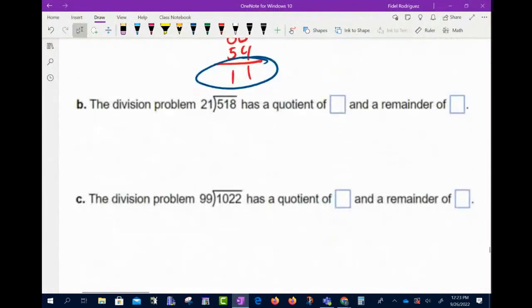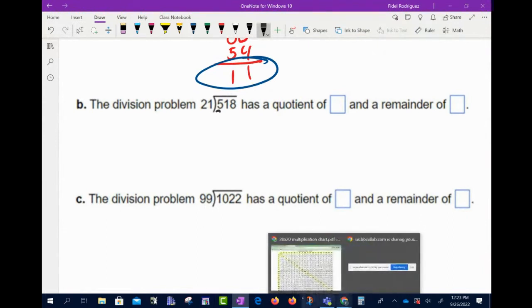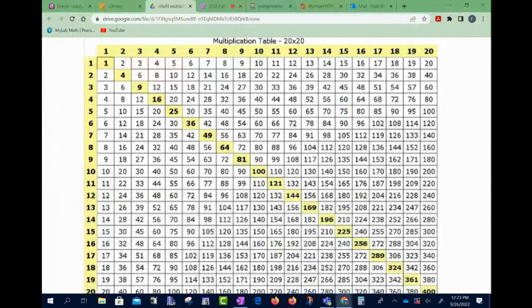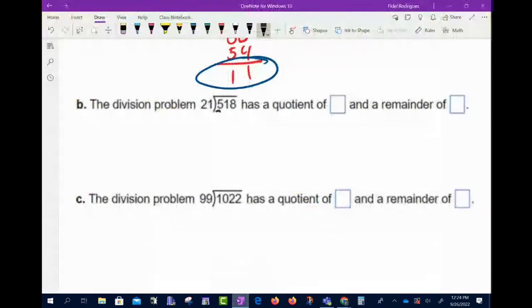So here we go. 21 into 518. Okay, so again, I know that 21 won't go into 5, but I want to know how many times it might go into 51, right? And again, y'all, if I were to look at my table here, I know I don't have a 21, but I have a 20. So I know if that's 20, the next one would be 21. If that's 40, it's got to be 42. This would be 63, so on and so forth, right?